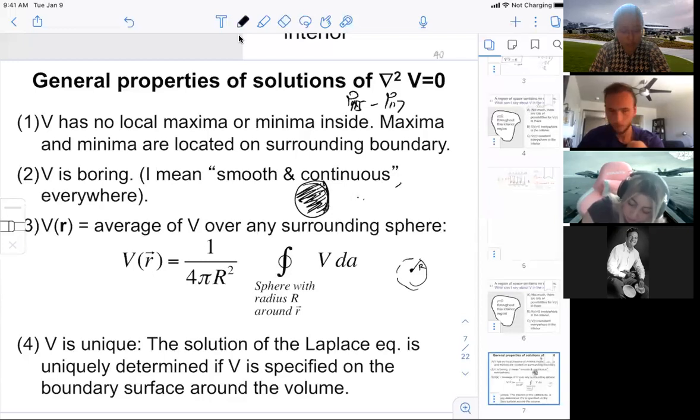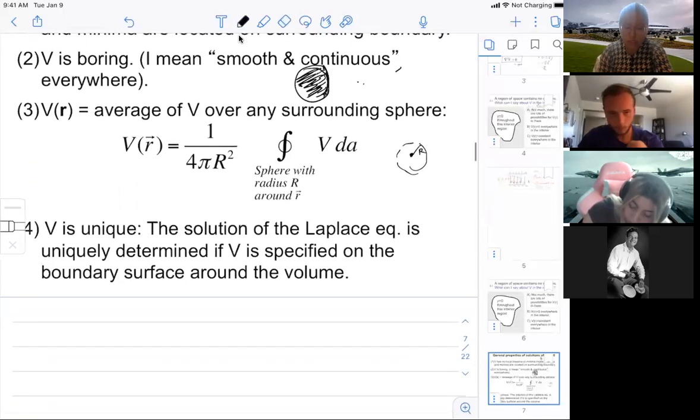The fourth one is the uniqueness theorem, the first uniqueness theorem, and it's very useful. It's telling us that the solution to the Laplace equation is uniquely determined if your V is specified on the boundary surface around the volume. So what does that mean? That means that sometimes you don't even have to solve the Laplace equation, and you can guess a Laplace solution.